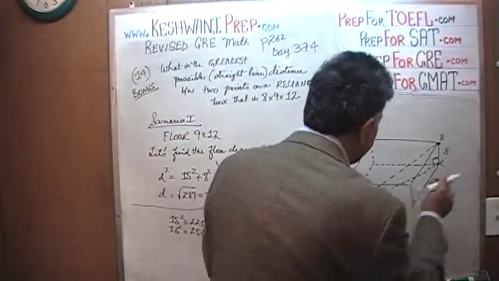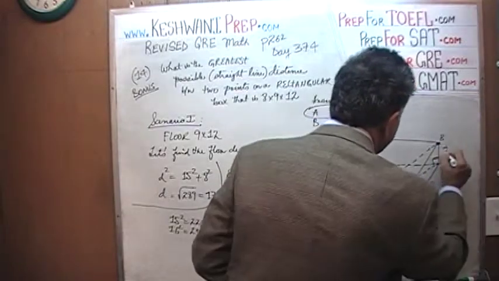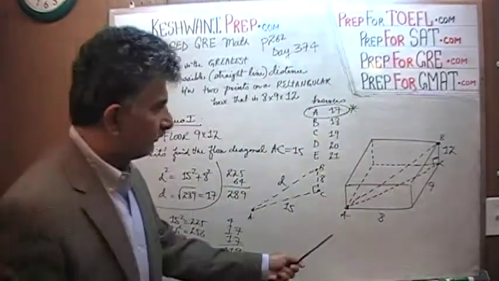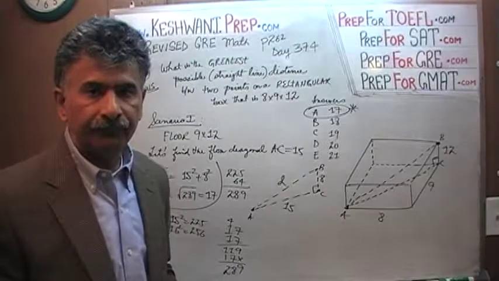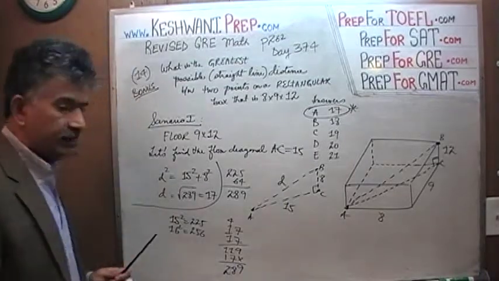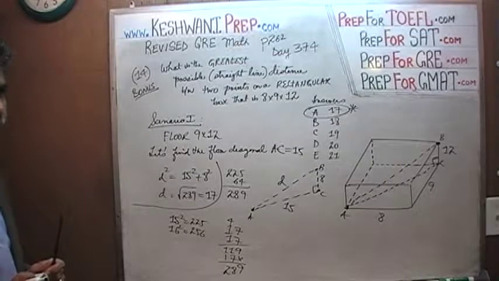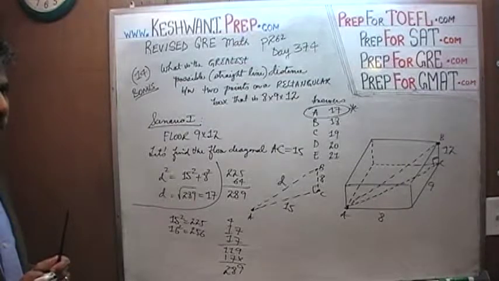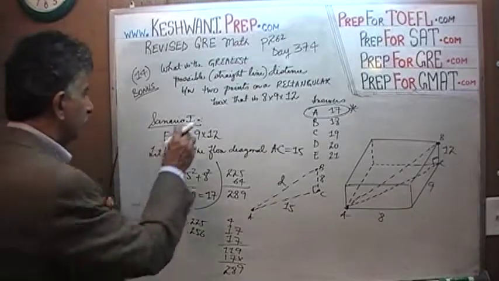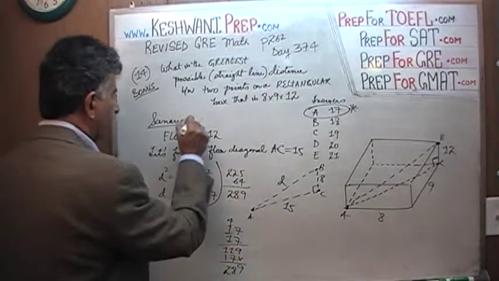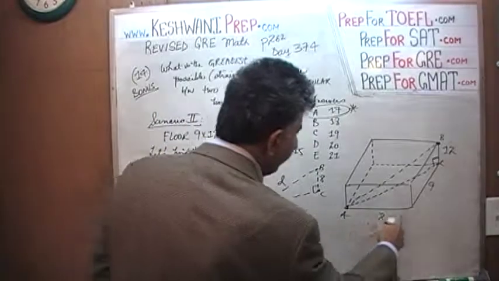If it's 8 by 9, the 12 will end up here. What will be the distance from A to B in that case? Let's find out, shall we? I need the room, obviously. I'm going to get out of your way for a second before I erase everything. So now we're looking at scenario number 2, where we have a floor of 8 by 9.